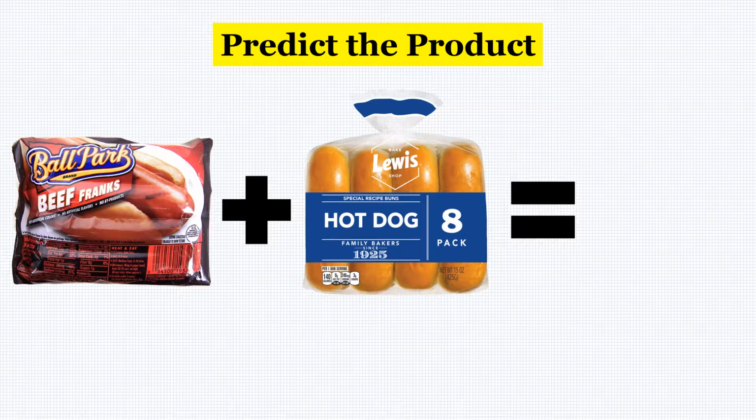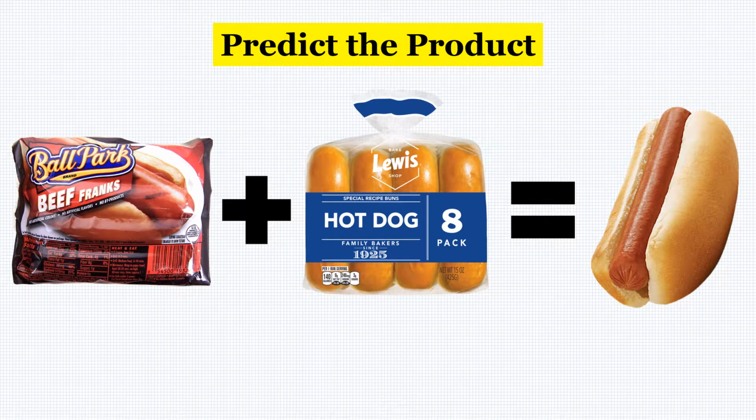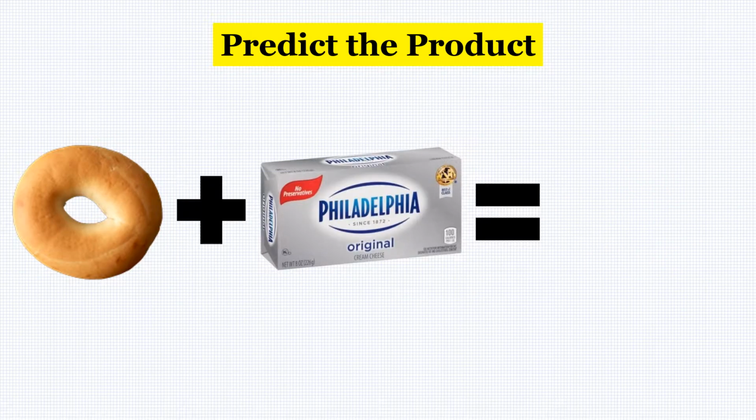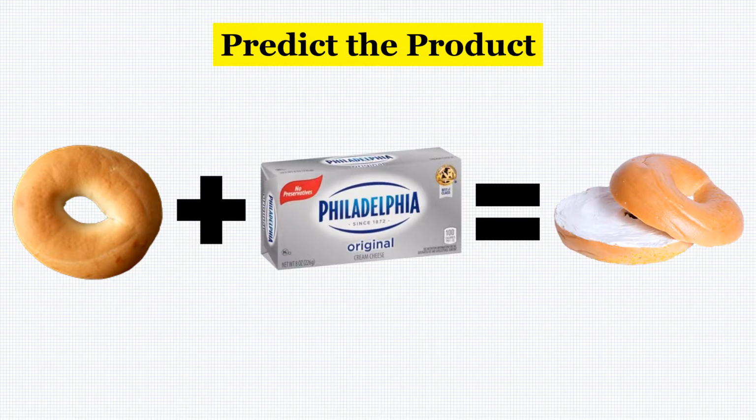So let's take a couple minutes and let's predict the product here. We have hot dogs, ballpark beef franks, and we have hot dog buns. When we combine the two, what do we get? A hot dog. Here's another example. We have a bagel. We have cream cheese. When we combine the two, we end up with a bagel with cream cheese.